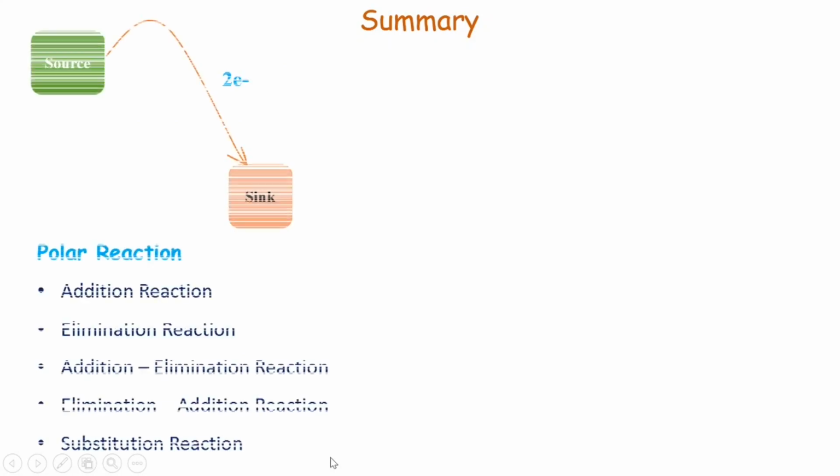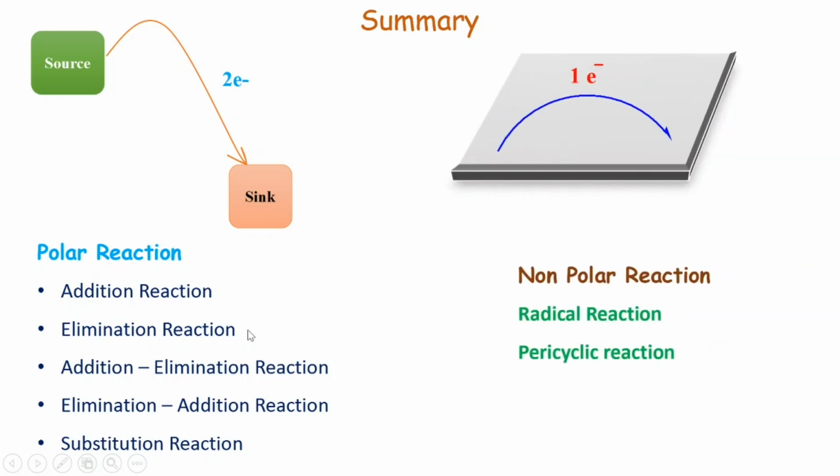Let us summarize what we learned today. We learned today major types of reaction, in which first is polar reaction. In polar reaction we learned addition reaction, elimination reaction, addition elimination reaction, elimination addition reaction, and substitution reaction. And in non-polar reaction, radical reaction and pericyclic reaction.